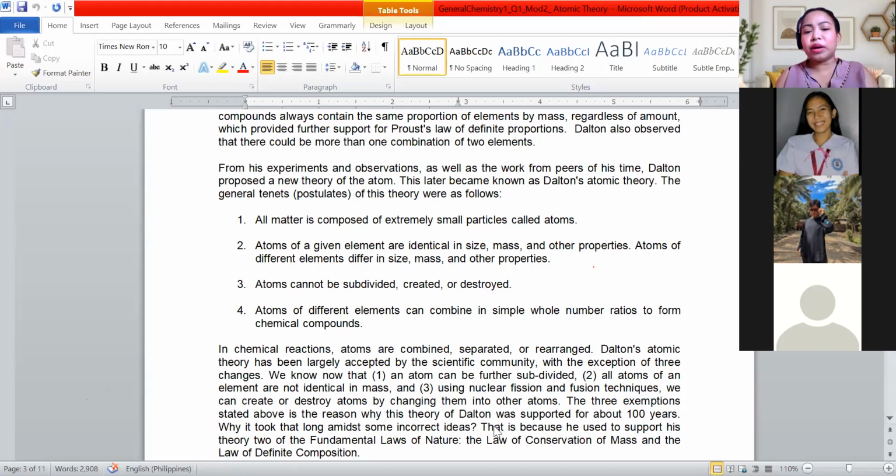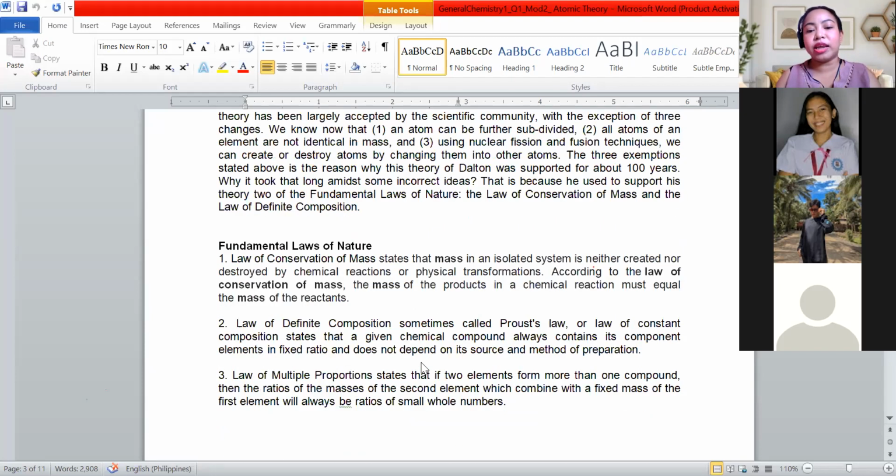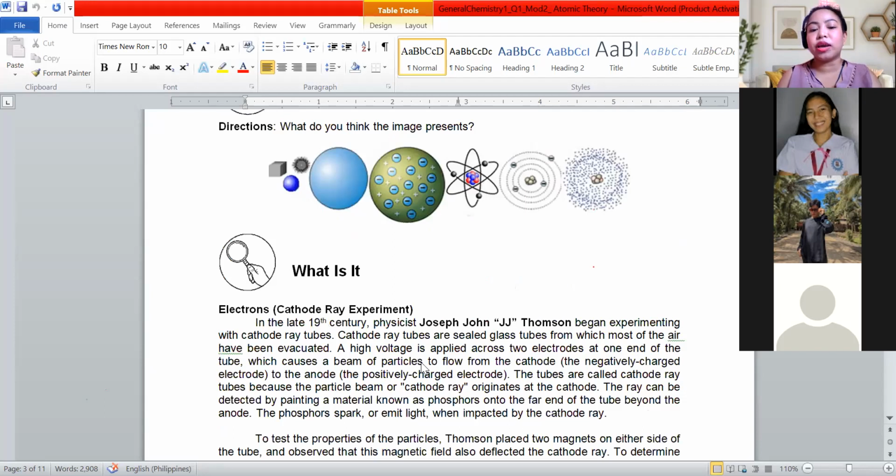Later on, you will learn when. In a chemical reaction, this is true: you cannot divide an atom, you cannot create an atom, you cannot destroy an atom. But if we are talking about atomic reaction, that is when we have fusion and fission. That is a different story. His postulate is no longer applicable there.